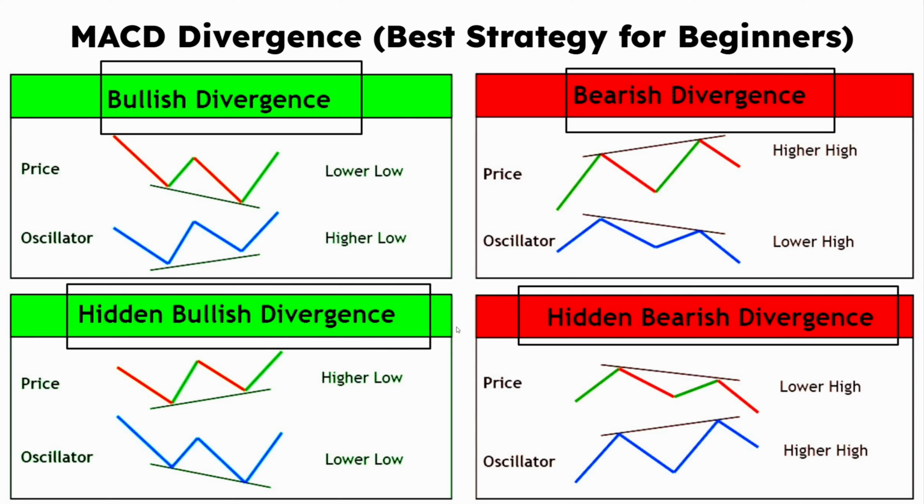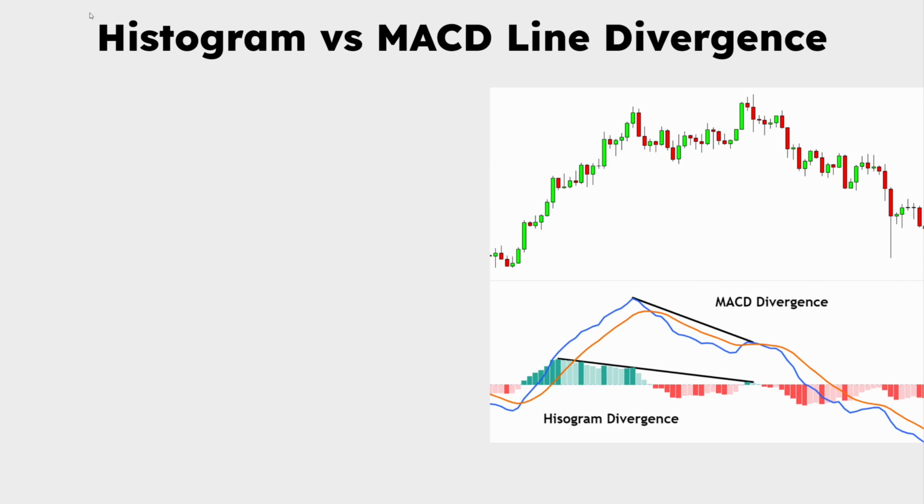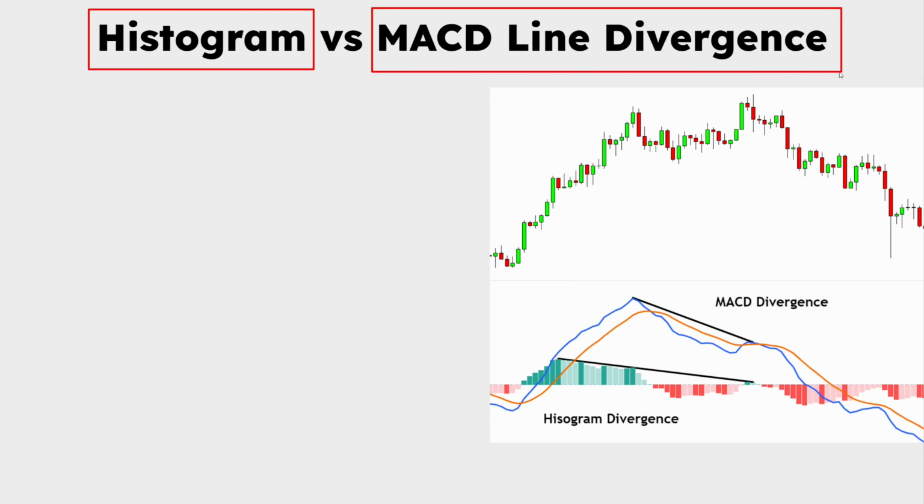Alright guys, so now we are very soon ready to take a look at an amazing MACD trading strategy, which is MACD Divergence. But before we can look at all of these different divergence strategies, we first need to learn about the two different types of divergences. We need to learn about the difference between histogram divergence and MACD line divergence.